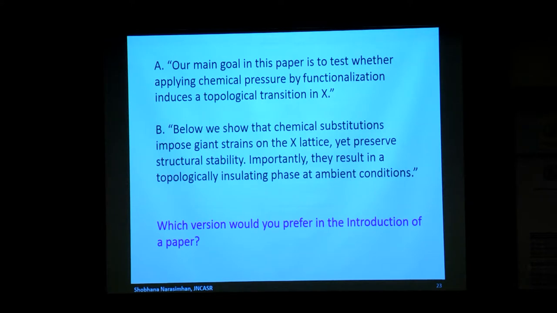And then my co-author said, no, I don't like this way of doing it. He changed it to, below we show that chemical substitutions impose giant strains on the lattice, yet preserve structural stability. Importantly, they result in a topological insulating phase at ambient conditions. So right at the beginning, you give away your main result. I'm told this is also called the American style, where in a talk or in a paper, you give your main result right at the beginning of the paper.